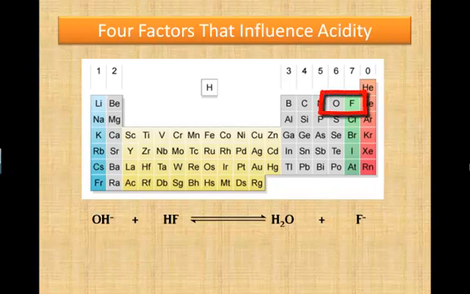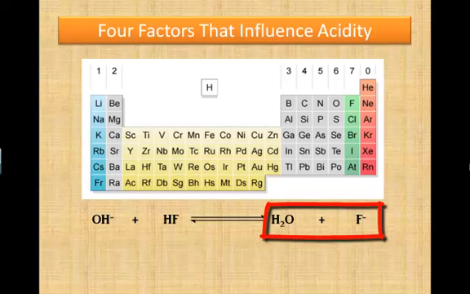Remember that within a period, the predominant effect is electronegativity. Fluorine is more electronegative than oxygen. This means that fluorine is more willing to bear the negative charge, or in other words, HF, hydrogen fluoride, is the stronger of the two acids. So my equilibrium is going to lie to the right.